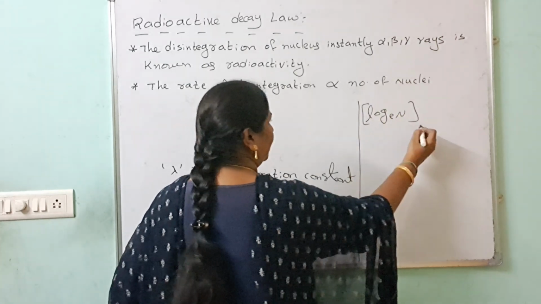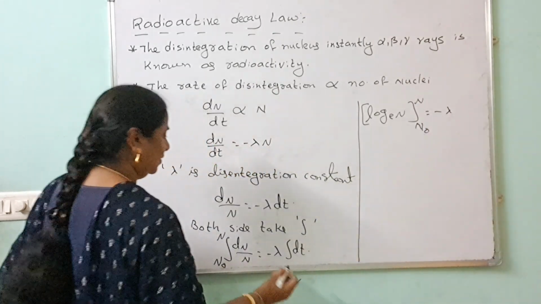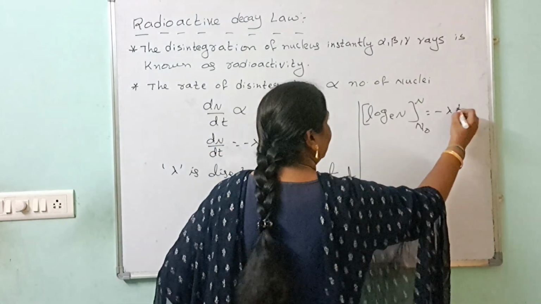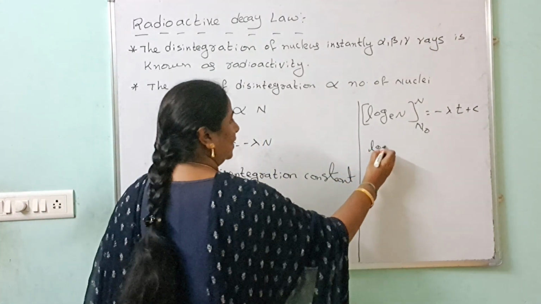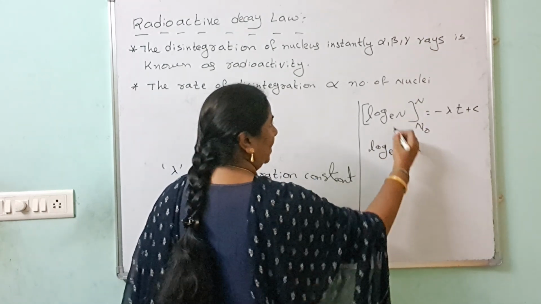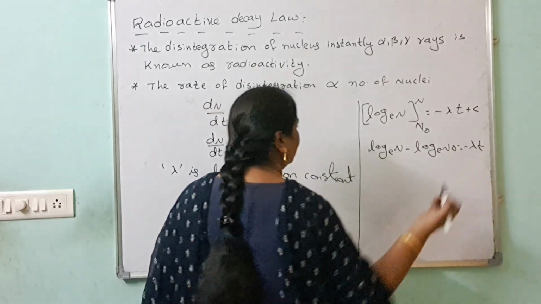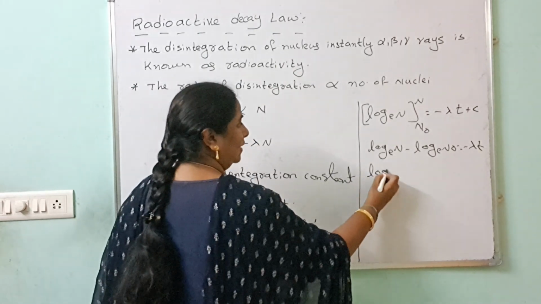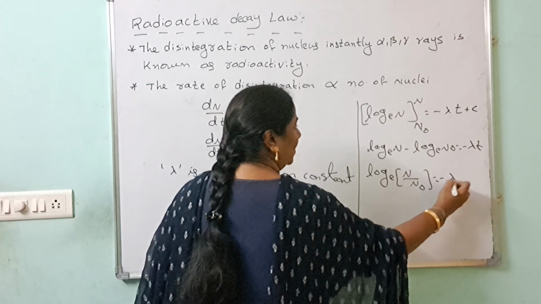The limits are N naught to N, equal to minus lambda into, if we take the limits 0 to t, integration and differentiation cancel, and we get minus lambda t, plus a constant also. Then log e, first apply the upper limit minus the lower limit: log e N minus log e N naught equals minus lambda t. Since this is log A minus log B, we write it as log A by B: log e N by N naught equals minus lambda t.